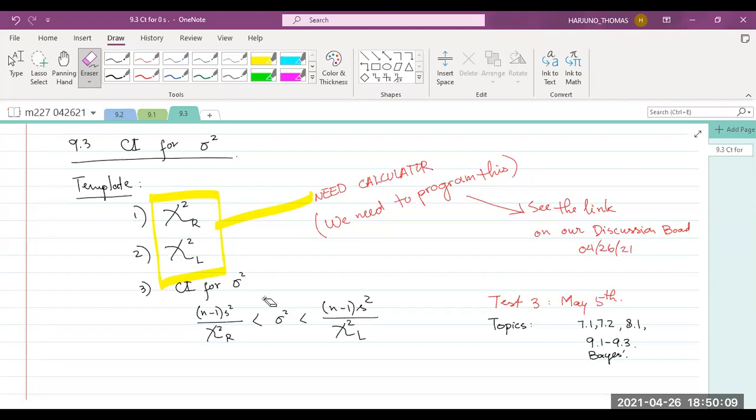Oh, you may say, Thomas, test 3 is May the 5th, so we actually have 2 days to do review, right? No. You are thinking that on May the 3rd, Monday next week, you want to do review. But I don't want to.